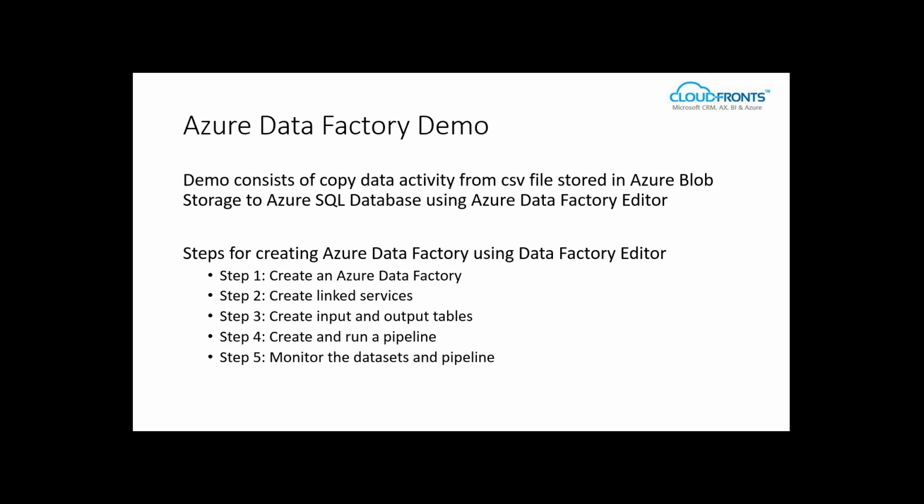First one is to create an Azure Data Factory. We have already created it and it's in process. The next step is to create linked services. We know what linked services are, we discussed them a few minutes back. Third is to create input and output tables, that is your data set. So the data set will hold the input and output table. Fourth step is to create and run a pipeline. We have also discussed what a pipeline is. And finally, we'll be monitoring this pipeline with the help of data slices, because we are going to schedule this activity.